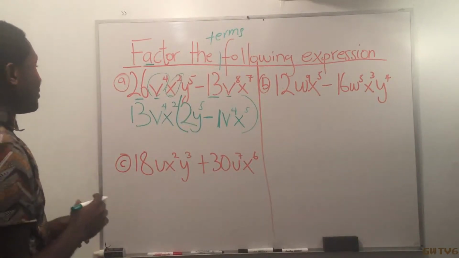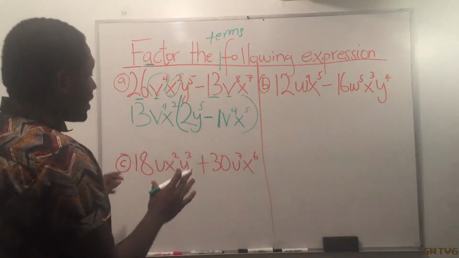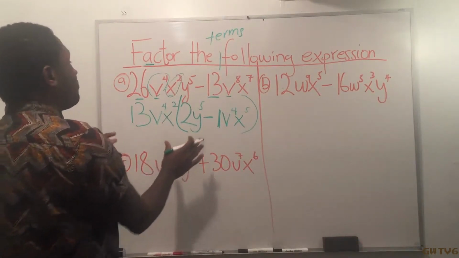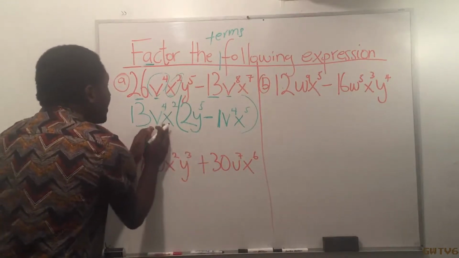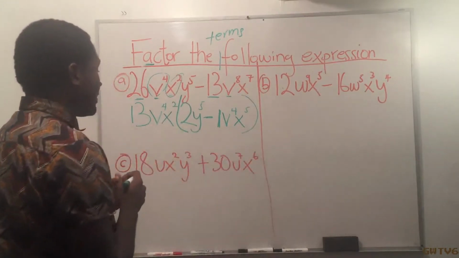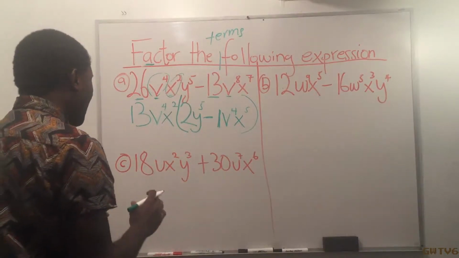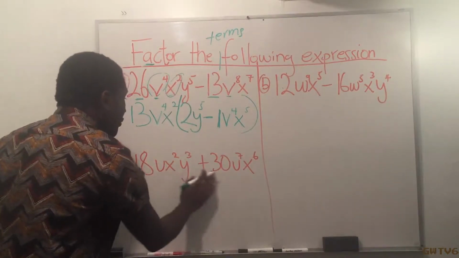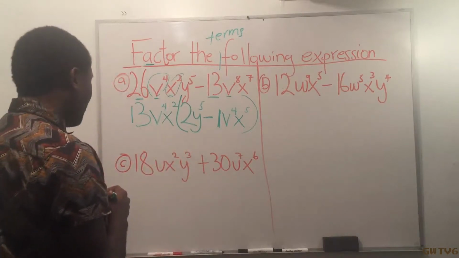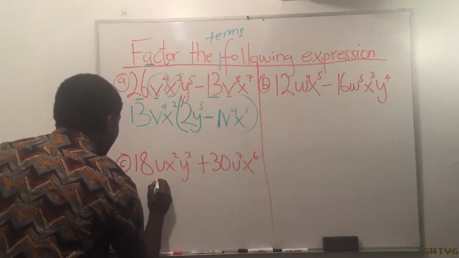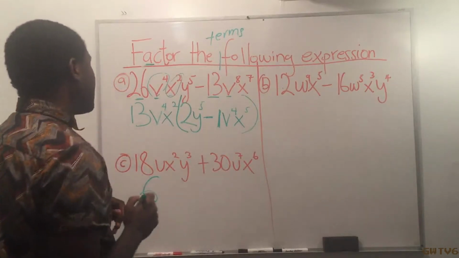Alright, now let's see this one too. So again, this one is the same thing. When I'm asked to factor, I want to think of it, put it in that way, have something outside and something inside the parentheses. So what comes out is a GCF, right? So what is the biggest number that can divide into 18 and 30? That is 6. So 6 comes out.